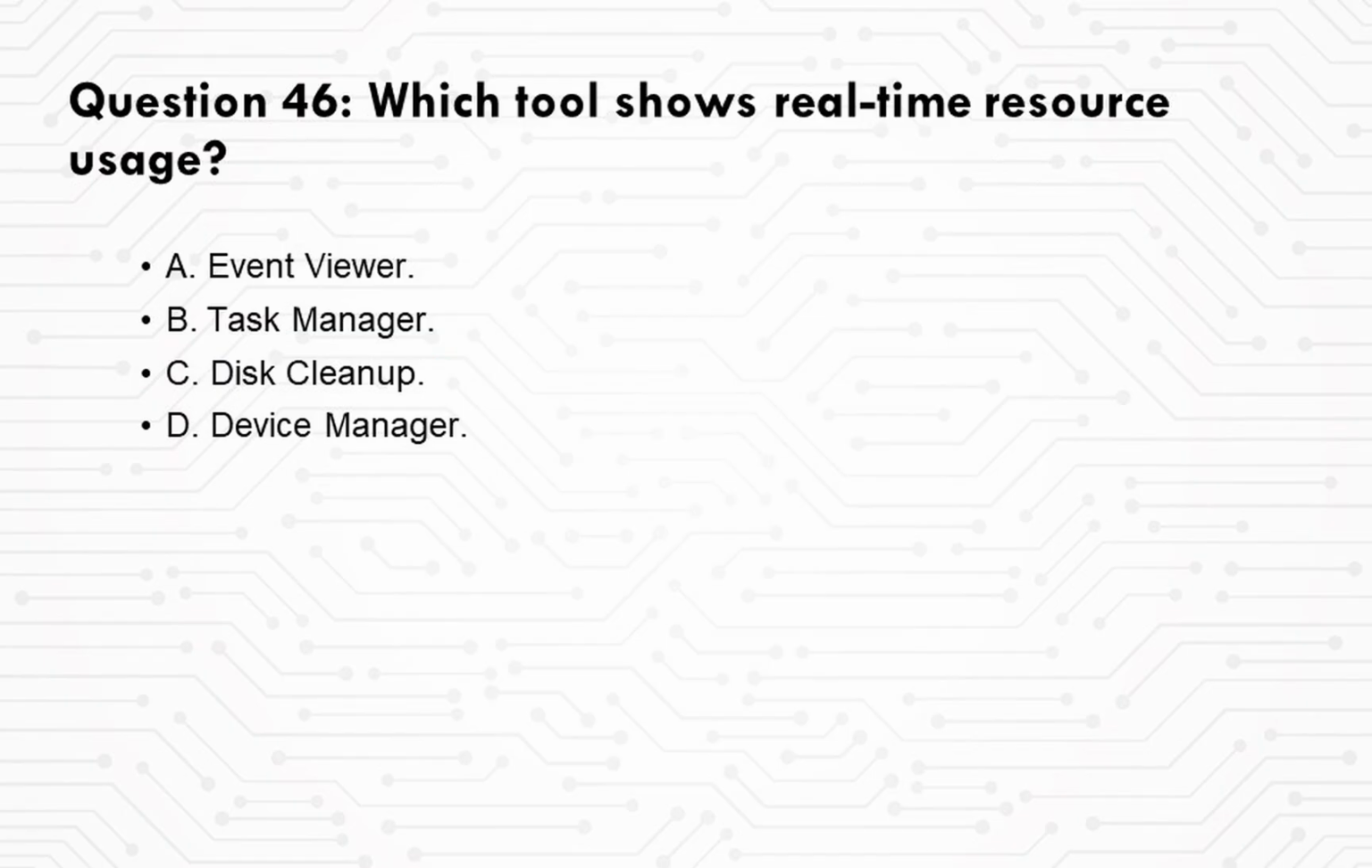Question 46. Which tool shows real-time resource usage? A. Event viewer. B. Task manager. C. Disk cleanup. D. Device manager. Answer: B. Task manager shows CPU, RAM, disk, and network usage.